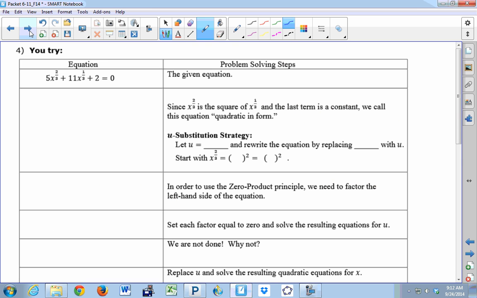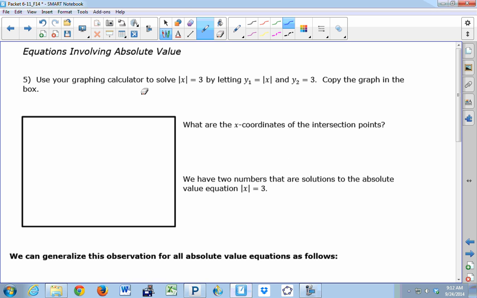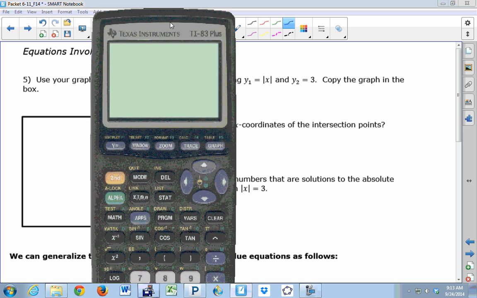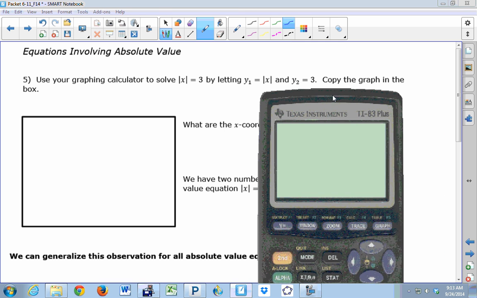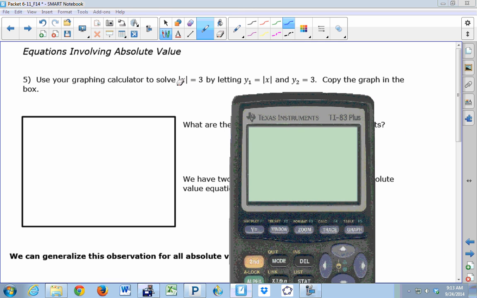All right, so we've already done this one. We've done this one. Unfortunately, I did it for you. You can read through all the steps if you want. But let's take a look at equations involving the absolute value. So let's use our graphing calculator to solve this equation. I think we can probably figure out what the solutions are without any kind of calculator, but I want you to see it. So here's our equation: absolute value of x equals 3.